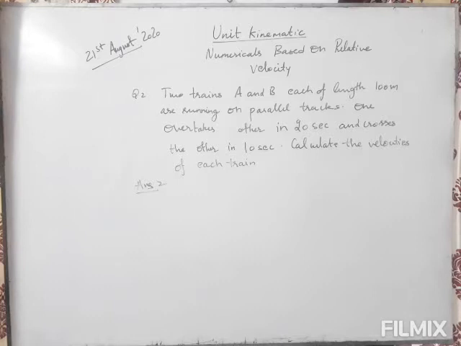When you have to overtake some vehicle, you will be traveling in the same direction, and crosses the other in 10 seconds. That means it is in the opposite direction. So when we take the case of overtaking, both the trains will be traveling in the same direction, and when we consider the crossing case, it will be in the opposite direction. So kindly see the concept of relative velocity over here, and we will be finding out the velocity of both the trains.